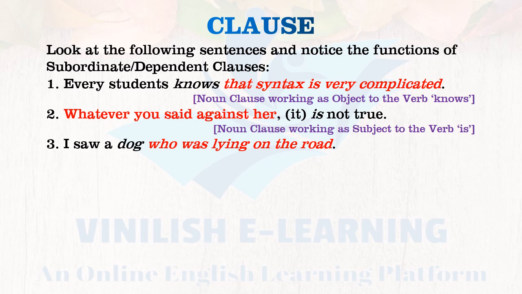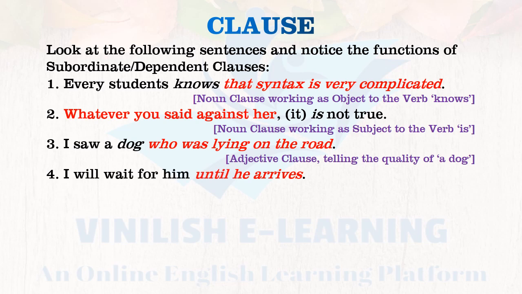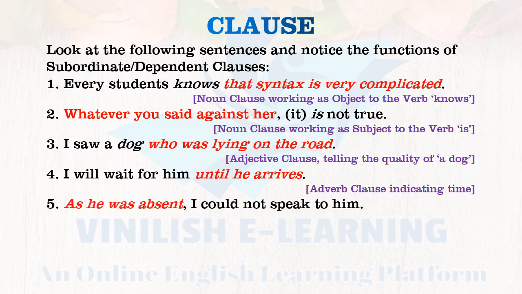I saw a dog who was lying on the road. Here, who was lying on the road is an adjective clause that is telling the quality of the dog. I will wait for him until he arrives. Here, until he arrives is an adverb clause that is indicating time. As he was absent, I could not speak to him. Here, as he was absent is an adverb clause indicating manner.